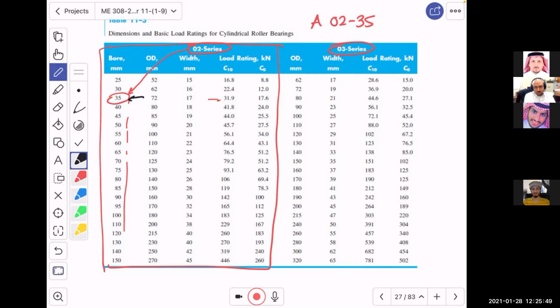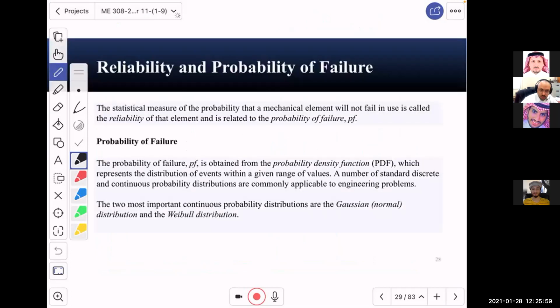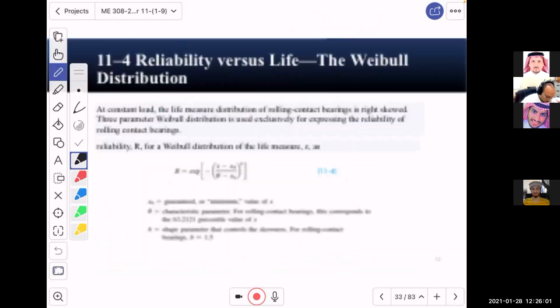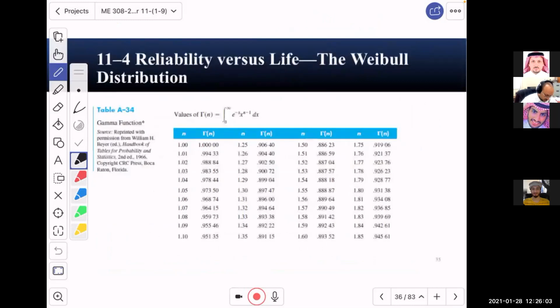And then you move to the next one. Do you understand? You have to pick a bearing from the market. So deciding about the bearing size from the beginning, using only the reaction forces and so on, is very, very interesting.